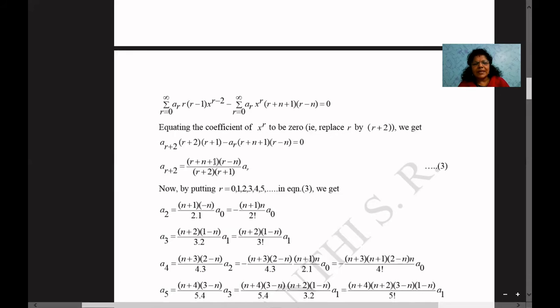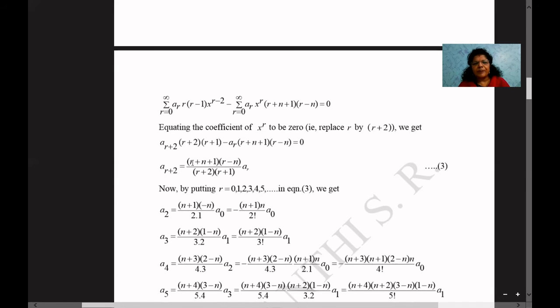That is (0 plus n plus 1)(0 minus n) divided by (0 plus 2)(0 plus 1) into A0. Okay, by taking minus outside, I'll get minus of (n plus 1) into n divided by 2 into 1, that is 2 factorial, into A0. Now A3. How will you get A3 here? To get A3, I have to apply r equal to 1, the second term. So you apply r equal to 1 throughout this equation.